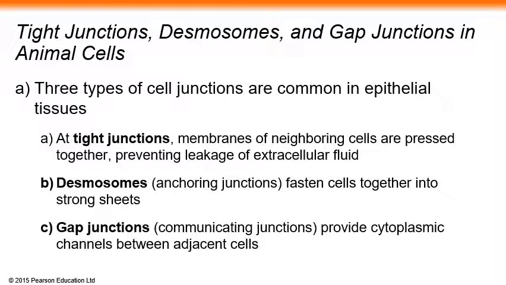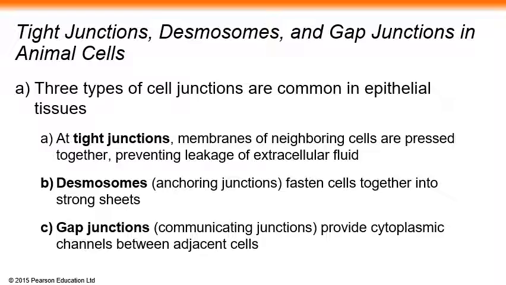However, there's more. Desmo has another meaning of bridge. Desmo, bridge. So desmosomes connect two cells like a bridge. They allow some space. In other words, desmosome we call sometimes anchoring junction. Fasten cells together into strong sheaths, but they allow some space in between two cells.